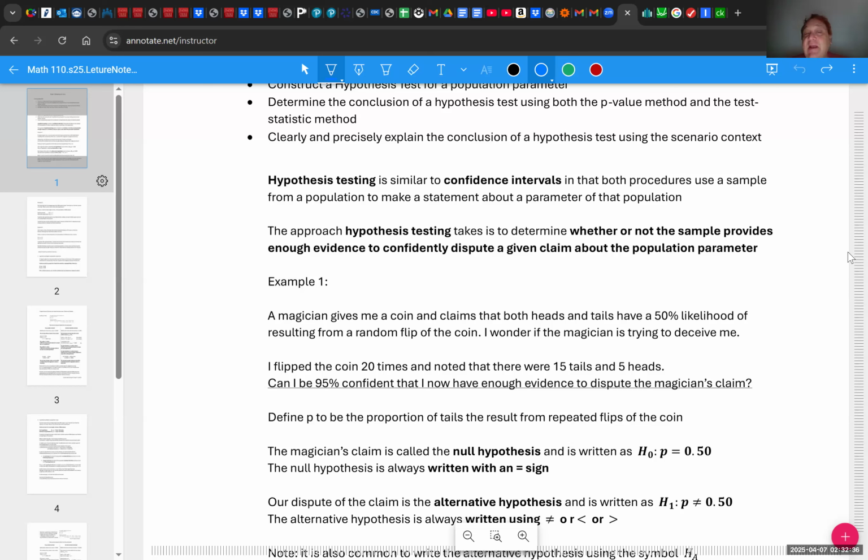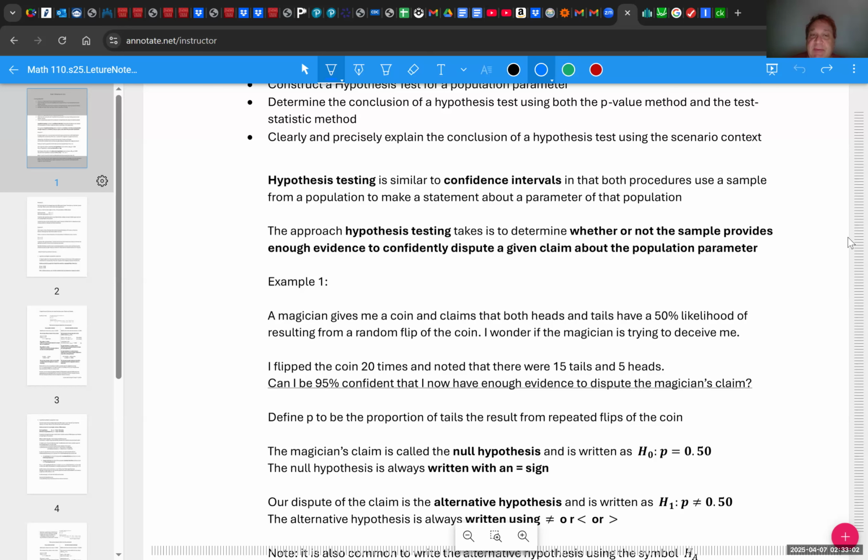And how are we going to get enough evidence? We're going to get a sample. And based on the sample, we're going to see if there's enough evidence to confidently dispute that claim about the population. All right, so let me give some specific examples without a lot of numbers. So I'm going to give you just a basic idea of how hypothesis tests work and how to write them out before doing any calculations or trying to see if we're confident in disputing a given claim.